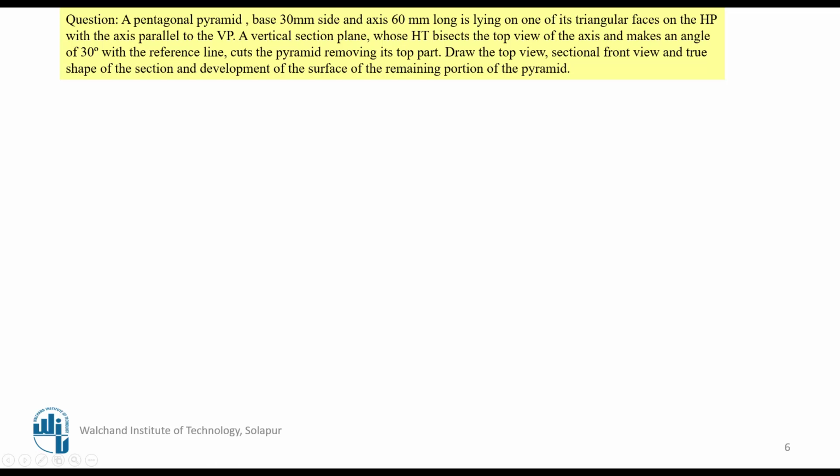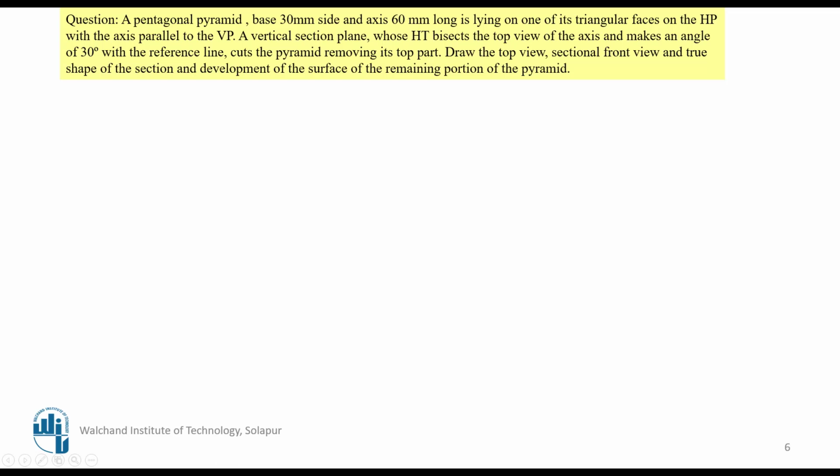With the axis parallel to VP, a vertical section plane whose HT, the word they are going to use is HT, they are not going to use it in your syllabus, but it is just for reference purpose. I gave the word as HT. This is called a horizontal trace. Bisect the top view of the axis and makes an angle of 30 degree with a reference line. Cuts the pyramid removing its top part. Anyway, we are going to be removing the top part only, but they have mentioned it additionally.